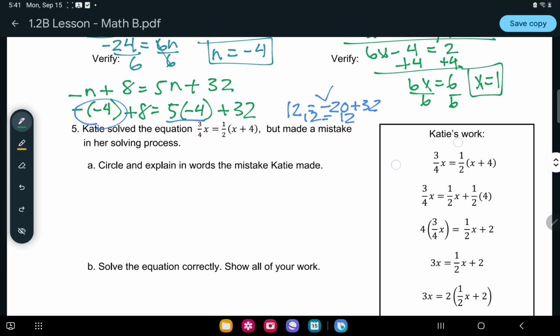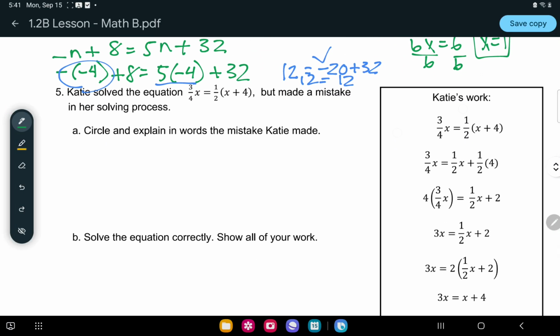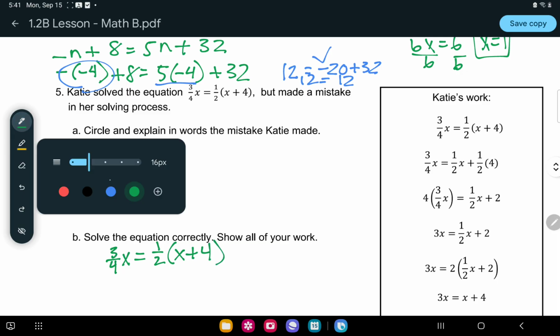Okay, let's go ahead and look at this one. It says, Katie solved the equation, but made a mistake in her solving process. Circle and explain in words the mistake that Katie made. On these mistake problems, I actually think they're way easier to do if I just rewrite the equation and try to solve it on my own first, because sometimes it's hard to find the mistake. So I'm going to go ahead and do that.